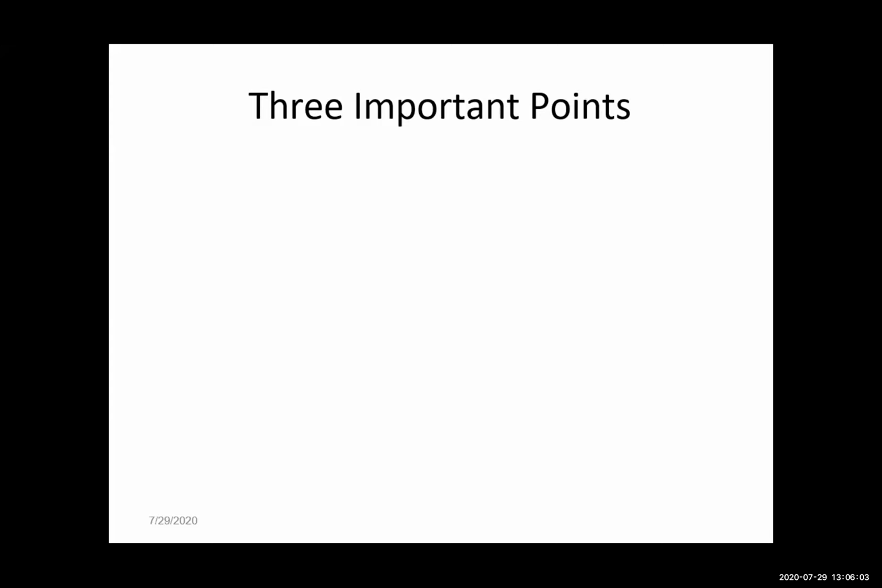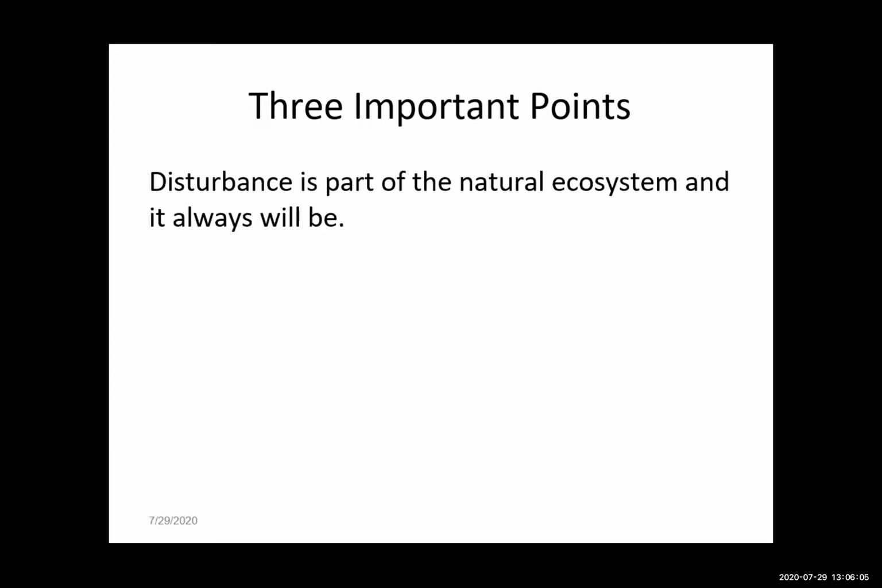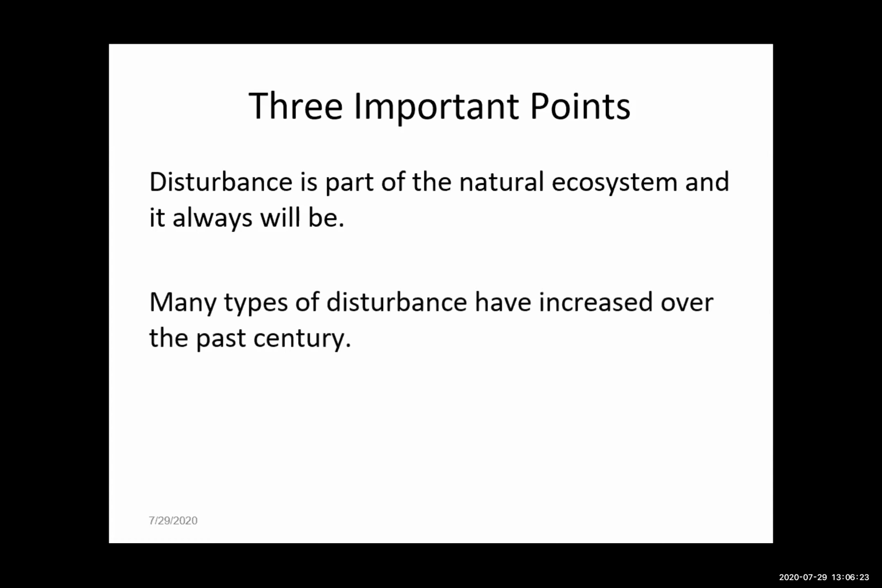So the first important point is that disturbance is part of the natural ecosystem, and it always will be. You know, this is something that hasn't been invented in the last 50 or 100 years. It's something that we've always had to deal with as foresters and in dealing with natural resources, and that will always be the case. However, there are many different types of disturbances that have increased over the past century, and I'm going to go through a few of those today.